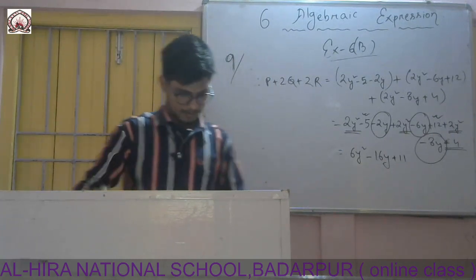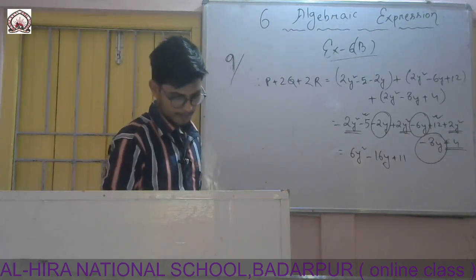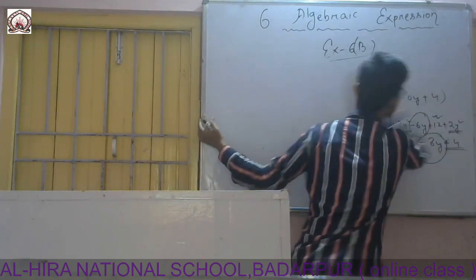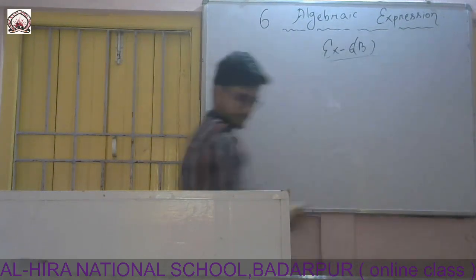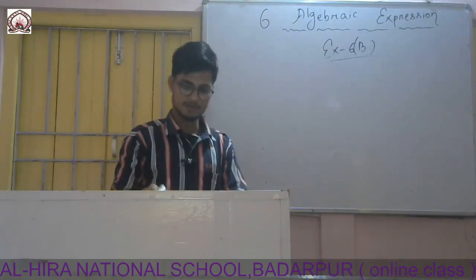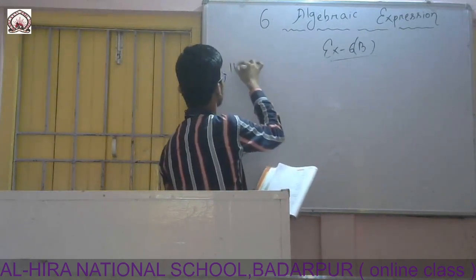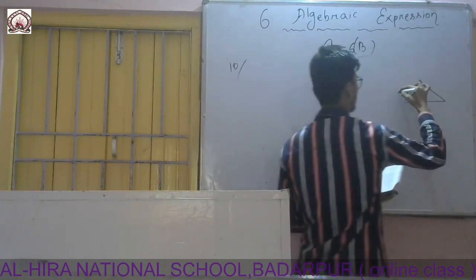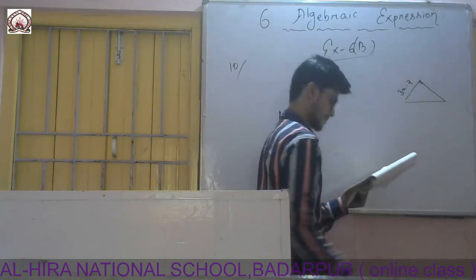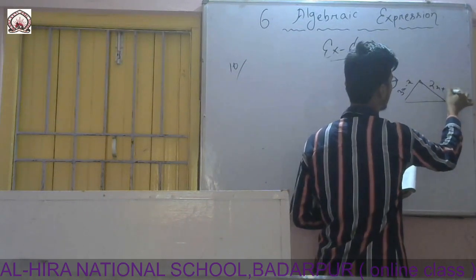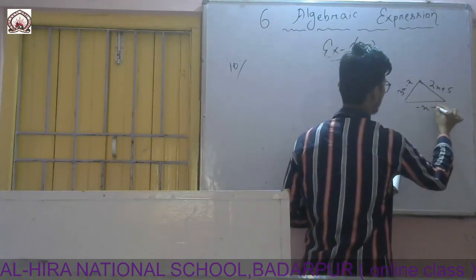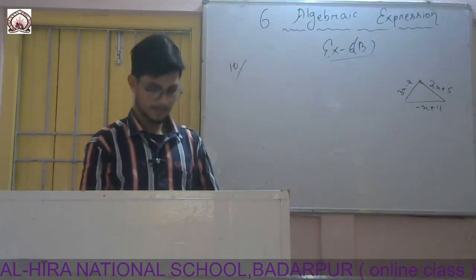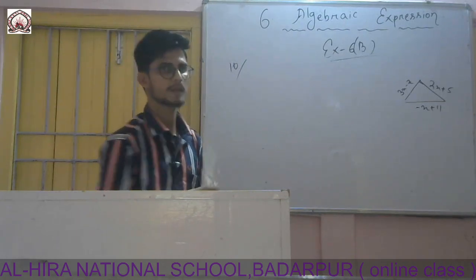Now look at question number 10. You have to find the perimeter of the given triangle. There is a figure given like this, a triangle having one side 3x minus 7, another side 2x plus 5, and the third side minus x plus 11.